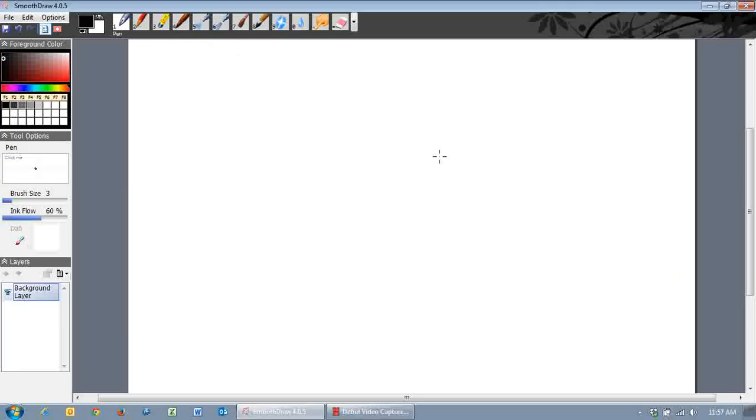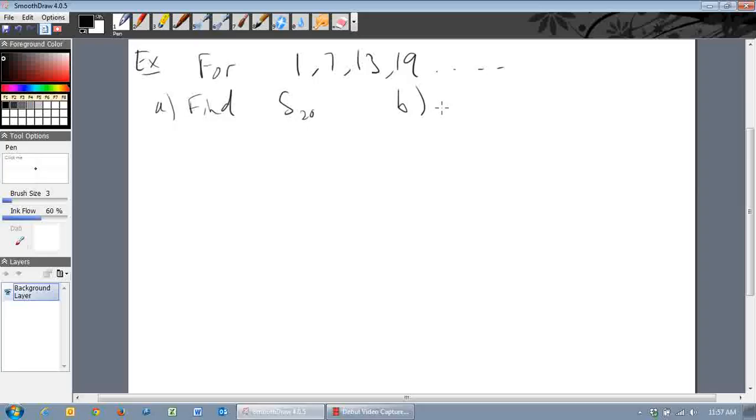Let's do an example of something here. So, an example. For this particular sequence 1, 7, 13, 19, etc. Firstly, let's try to find the sum of the first 20 terms. And secondly, find n if Sn equals 225. Alright, let's have a look at this question.